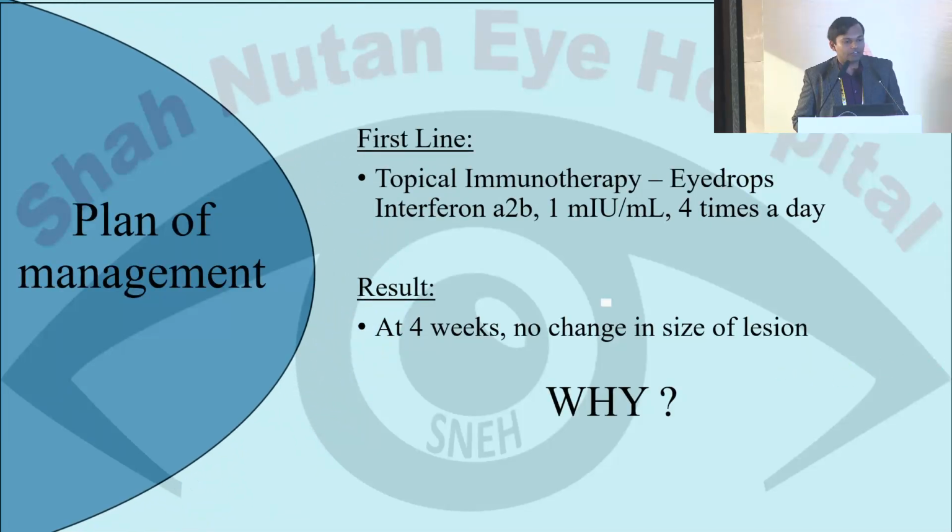Now our first challenge was whether to go for surgery in a bilateral case with severe dry eye or go with conservative management. So we went ahead with topical immunotherapy, that was interferon alpha 2b drops, 1 million international units 4 times a day. At 4 weeks, there was no change in the size of the lesion. Why? This was our first challenge.